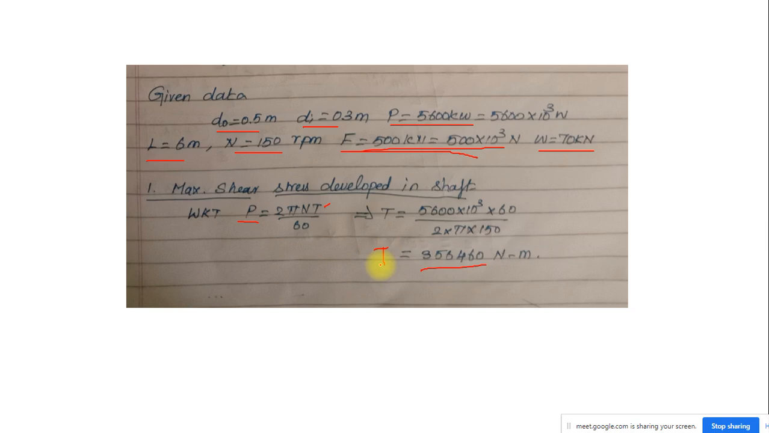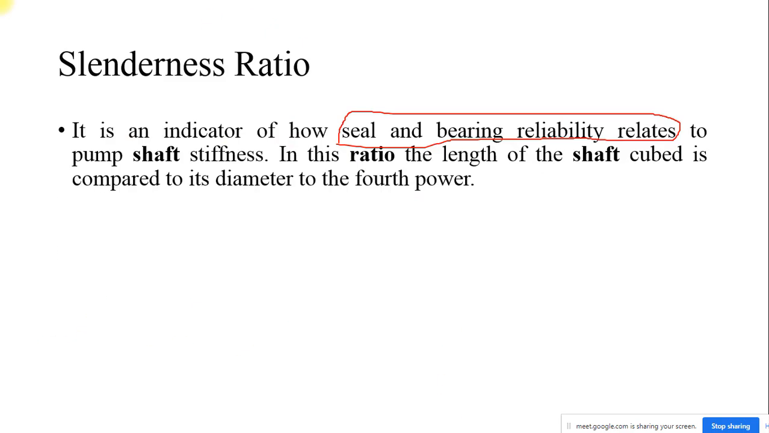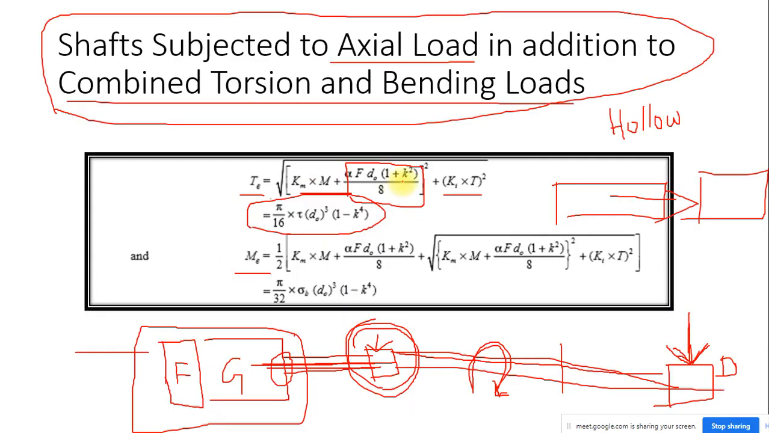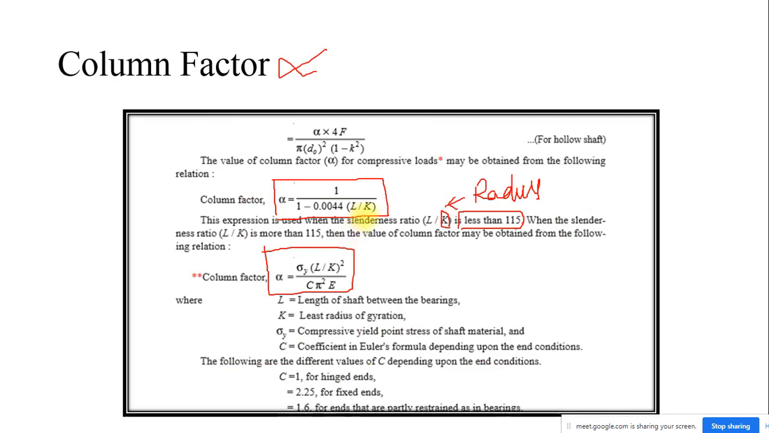So now I need to find out the Te. Let me come back to the formula. Before I find the Te value, I need to find the alpha value. If I need to find the alpha value, I need the L by K value.